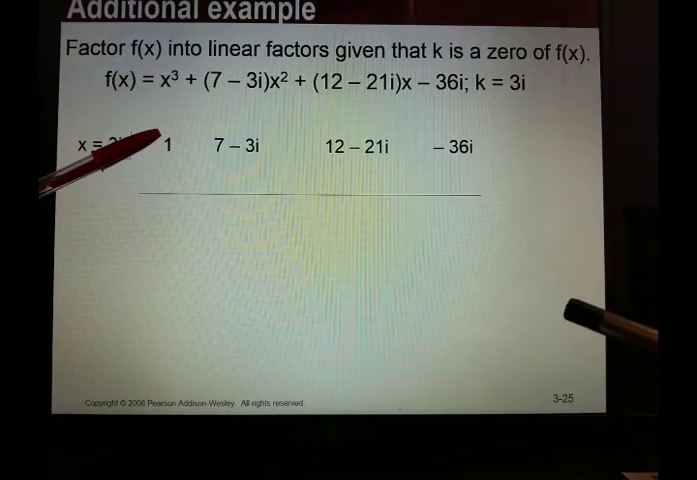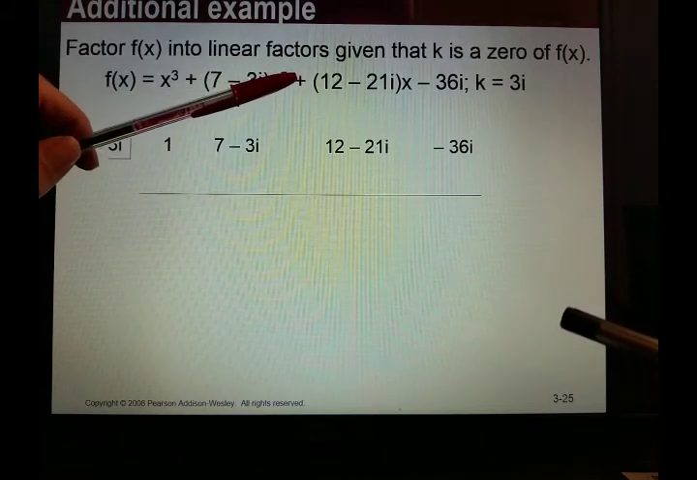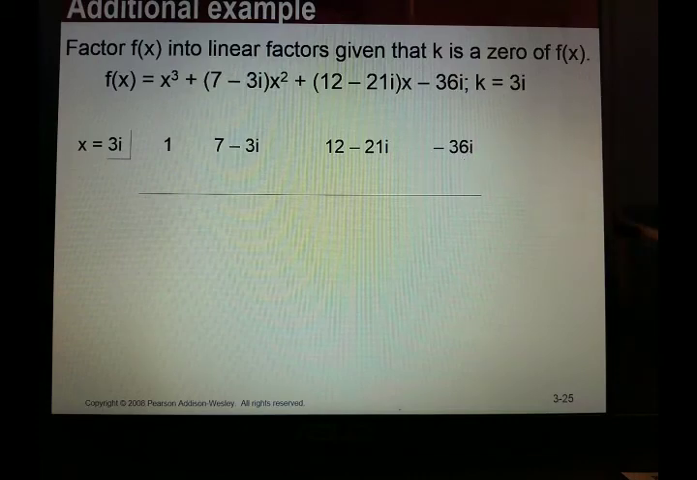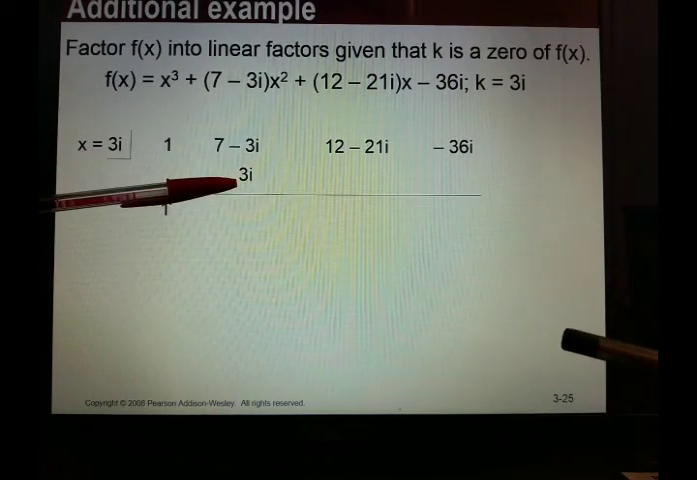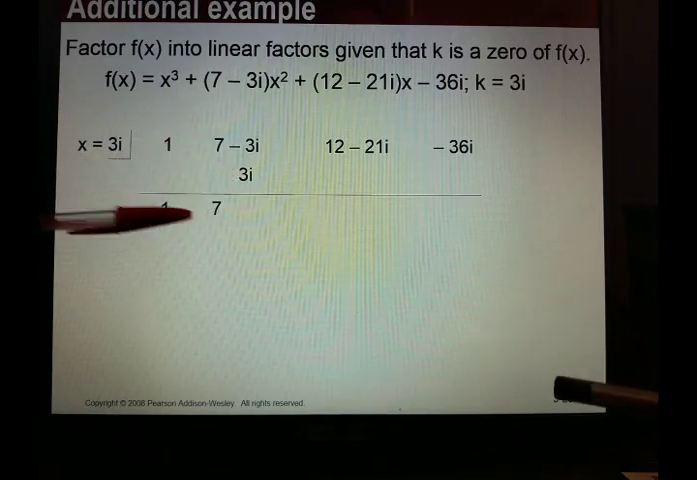So I'm going to start with 3i in the box. My coefficient was 1. Coefficient was 7 minus 3i. Coefficient 12 minus 21i. The last coefficient, -36i. Now these actually work out pretty nice. When you bring down your 1 and you times up by the 3i, you get 3i. When you add this together, the i's are gone. Those zero out, you get 7.